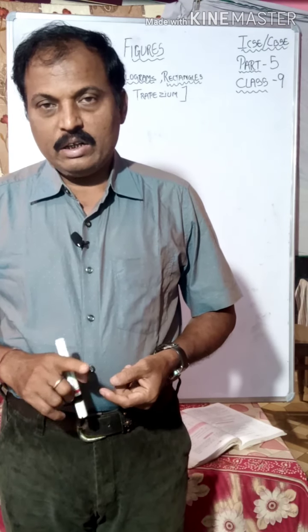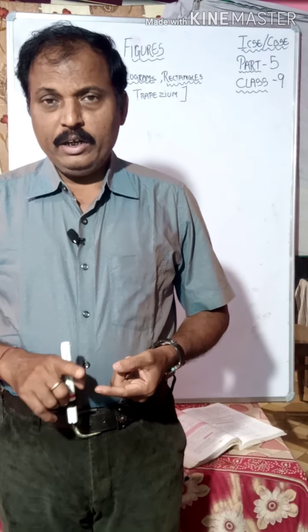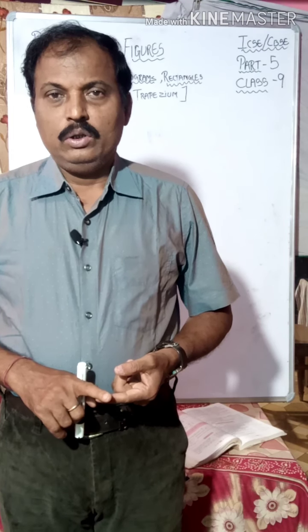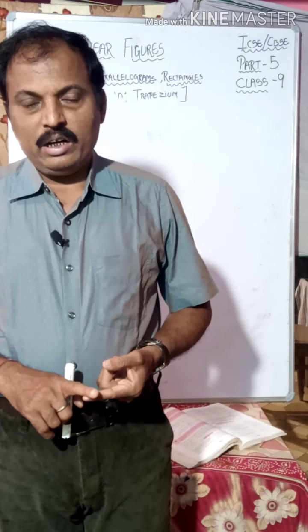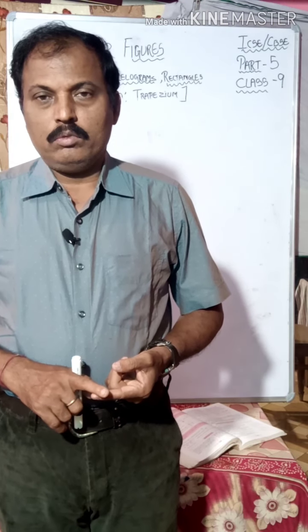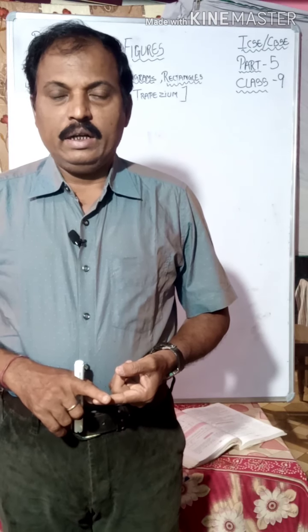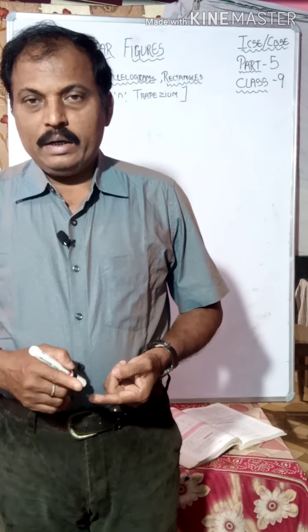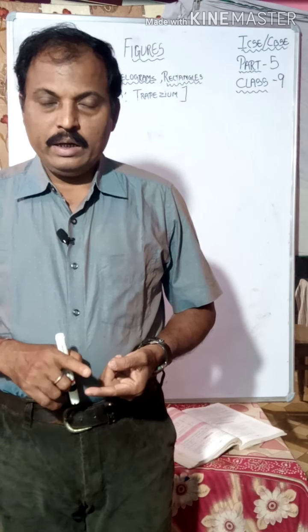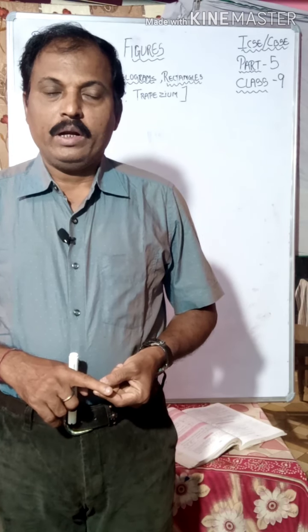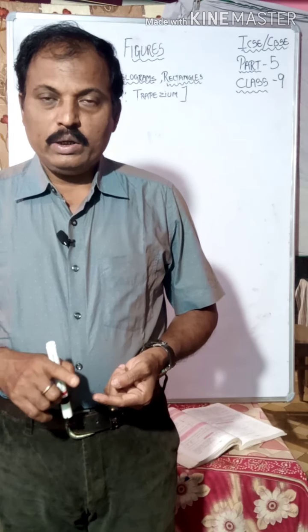Once at a glance, a trapezium. What is the definition of a trapezium? A trapezium is a quadrilateral in which one pair of opposite sides are parallel and the other pair of sides are non-parallel. When the non-parallel sides are equal, that trapezium is called an isosceles trapezium, like an isosceles triangle.